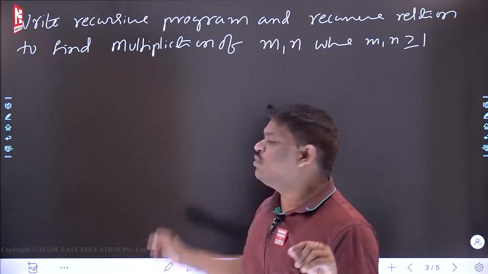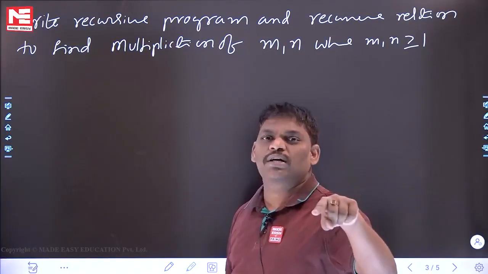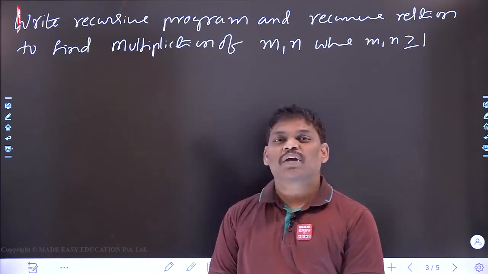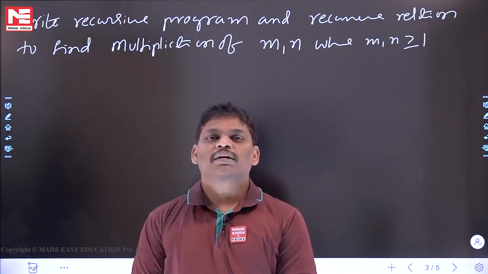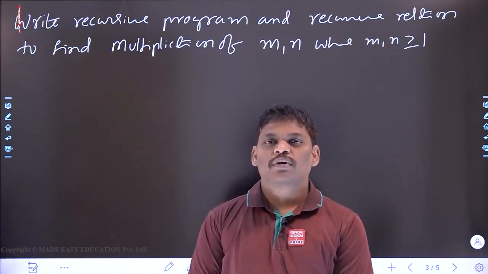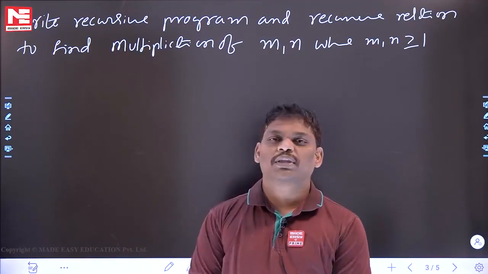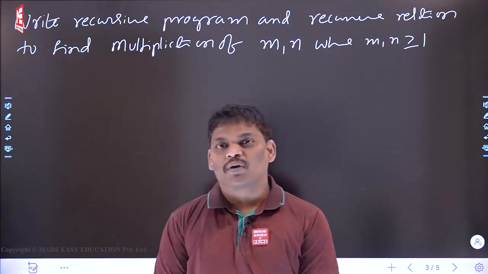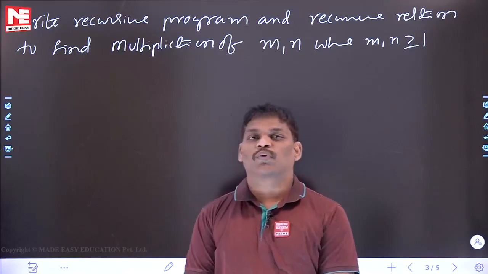Now, to find the multiplication of m comma n, one logic I will write. You know that logic also. Some people are asking, sir, what is the meaning of this problem? Let me repeat. Suppose m comma n is given as 5 comma 7, so m is 5 and n is 7. 5 times 7 is 35, so the answer should be 35. If I give 5 comma 7, the output should be 35. For that purpose, you should write the recursive program.